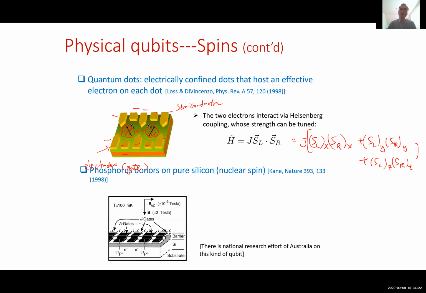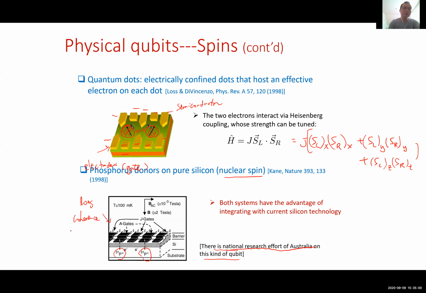Okay. Another favorite one, in fact, this is a scheme that was actually adopted by Australia, and there's a national effort on this implementation of qubit, which is to use phosphorus doped into silicon. So they're actually using nuclear spin. The advantage for this particular phosphorus is the long coherence time, because they're using nuclear spin.